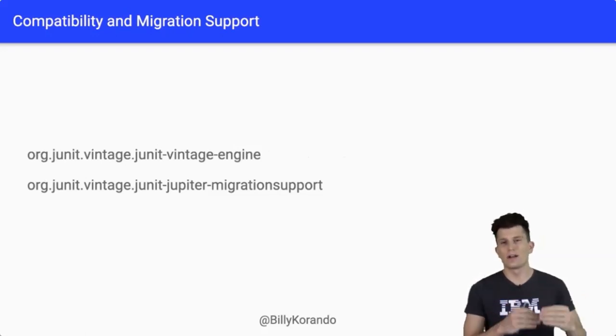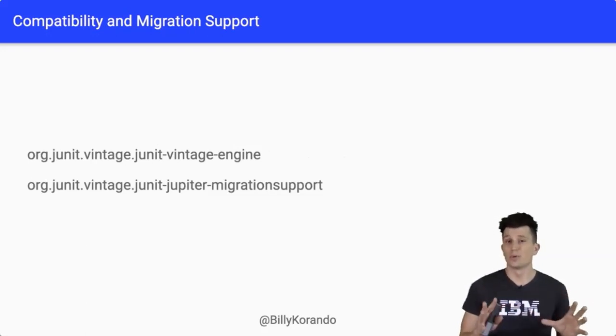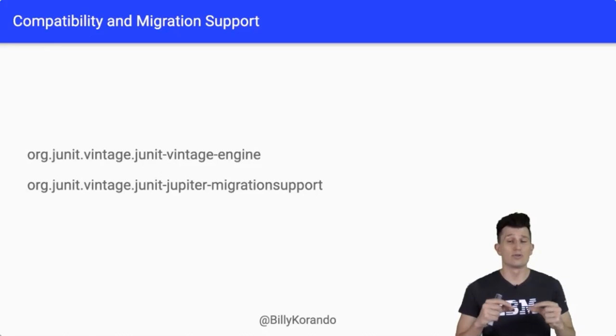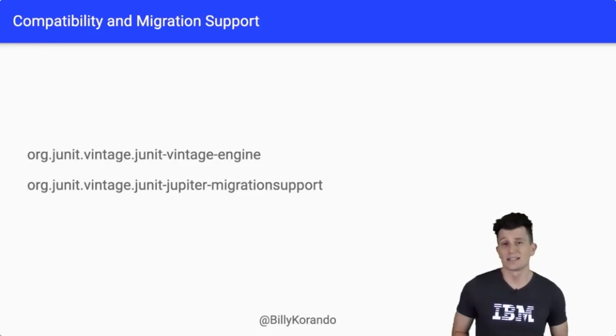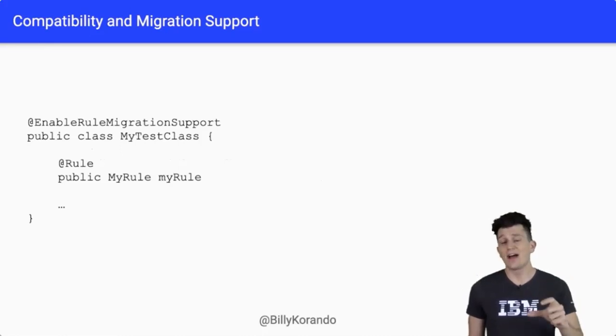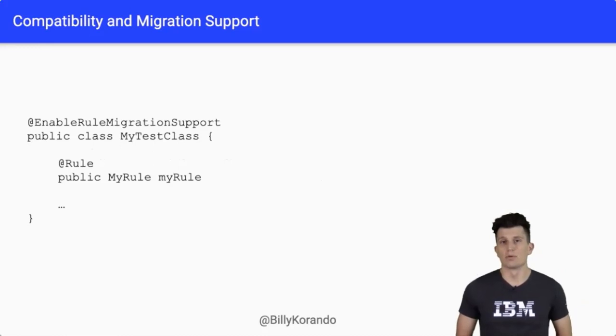So for the first one, you would still be running these JUnit 3 and 4 tests without any changes whatsoever. The JUnit Jupiter migration support is only if you want to use JUnit 4 rules while writing JUnit 5 tests. And if you were to do that in a JUnit 5 test class, you would add the annotation EnableRuleMigrationSupport and then bring in your rule. Again, that's only for if you're using JUnit 5 tests. If you're writing JUnit 4 tests, then you wouldn't need to use EnableRuleMigrationSupport.